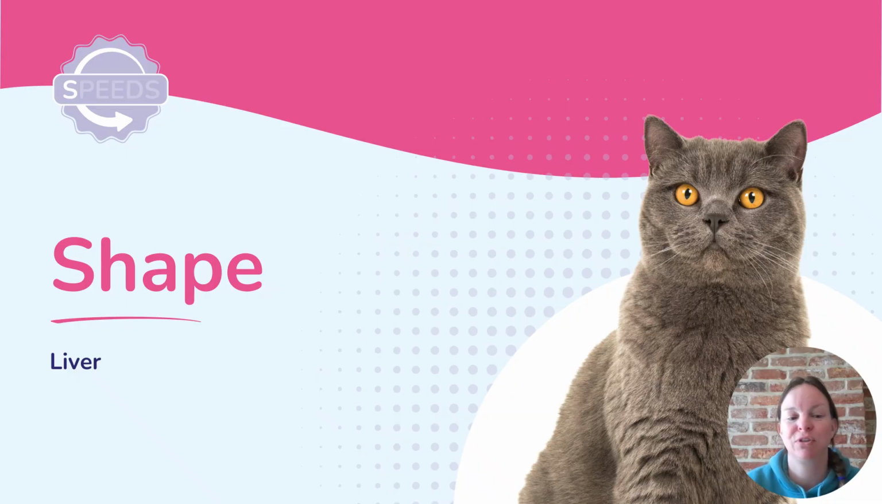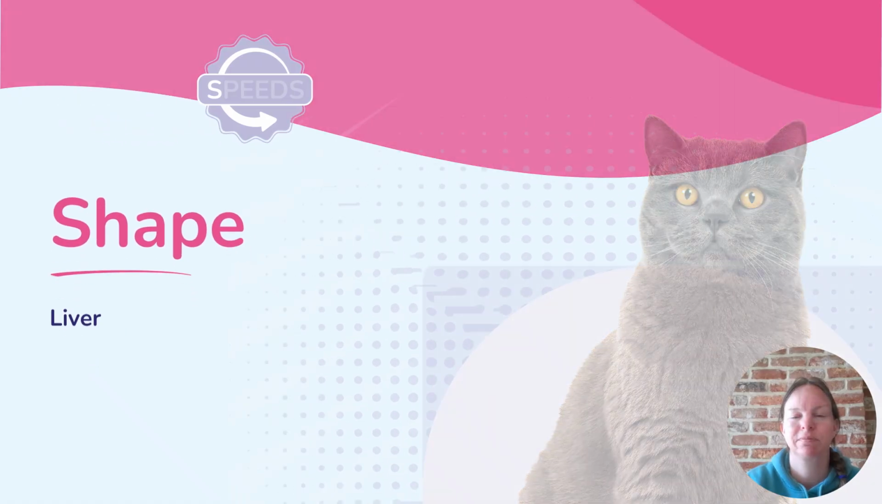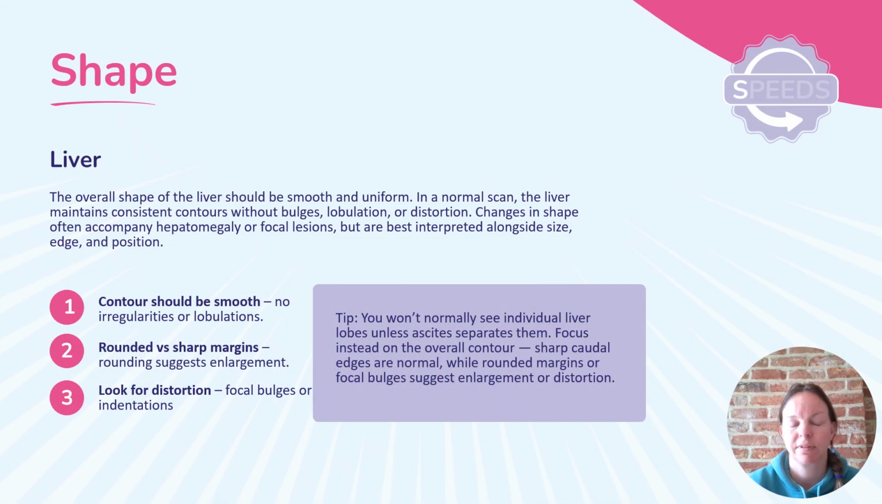So let's move on to shape and what we're looking for when it comes to the liver. When it comes to the shape of the liver, the overall shape should be smooth and uniform. In a normal scan, the liver maintains consistent contours without bulges like we saw in that previous video as well. No lobulation. We can't distinguish the different lobes of the liver on normal ultrasound unless something is pushing them apart, like fluid or any sort of distortion of the shape.